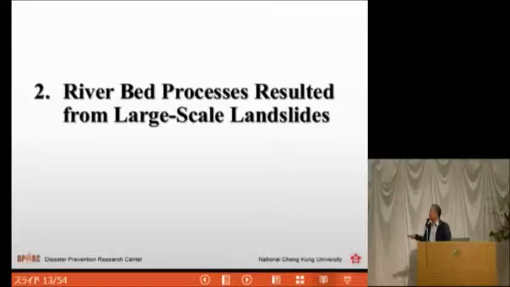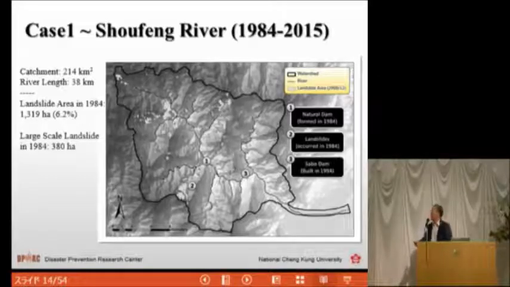And now I would like to introduce the riverbed process result from the large-scale landslide. We have field investigation from 1984 till now, more than 30 years. Every year we do the survey in this basin. And this basin, its catchment is about 214 square kilometers, and river length about 38 kilometers. The landslide area in 1984 is about 1,300 hectares. And from that time, landslides occurred. Then the river channel changed.